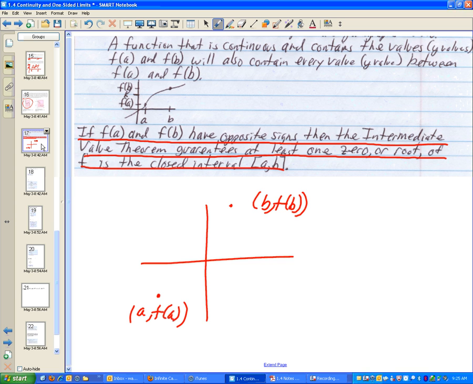Because this is kind of big. So that means, and there are all these different names, that there's at least one 0, at least one root, at least one place the graph crosses the x-axis, at least one place where the y coordinate equals 0. Questions?